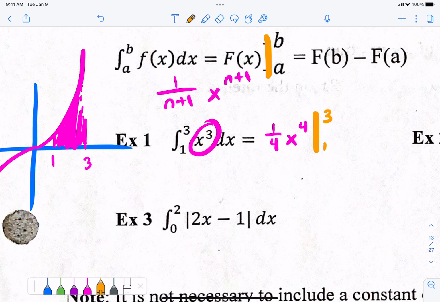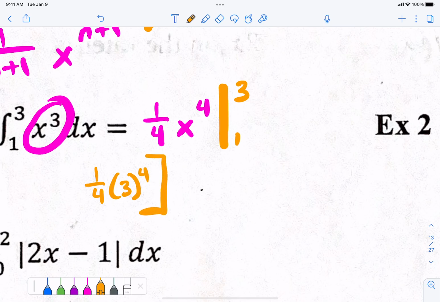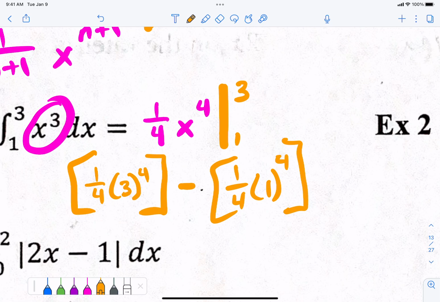Which one do you do first? How do you know what you're going to do first? You plug in the top number first, the b value, the rightmost number first. So we plug in 3 first, so 1/4 times 3 to the 4th power, whatever that is. And I'm going to subtract what I get when I plug in 1. Oh, this should be a 4. 1/4 times 1 to the 4th power.